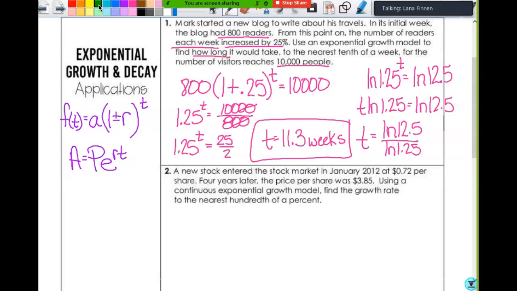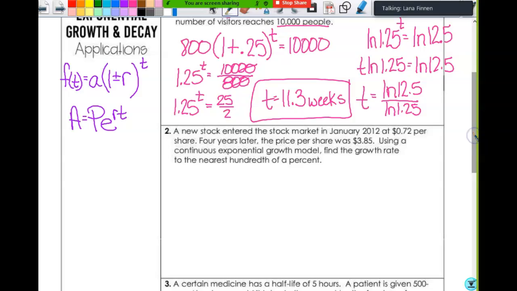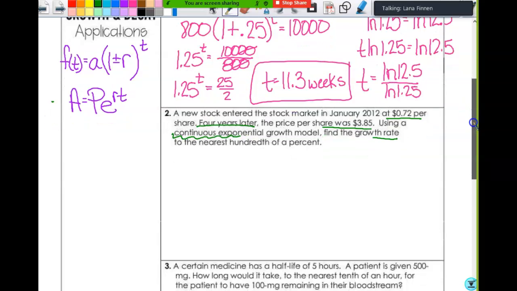A new stock entered the stock market in January of 2012 at 72 cents per share. 4 years later, the price per share was $3.85. Using a continuous exponential growth model, find the growth rate. Okay, so we got lots of information here. Our continuous, that tells us we're using the PERT formula.